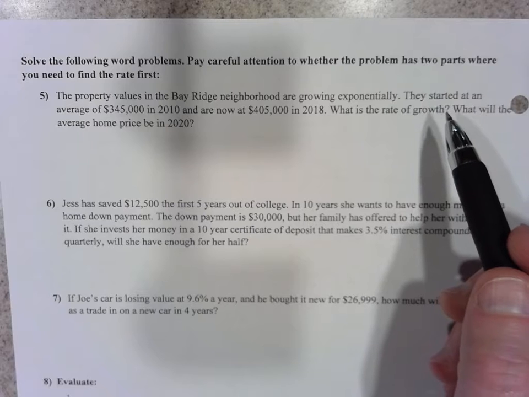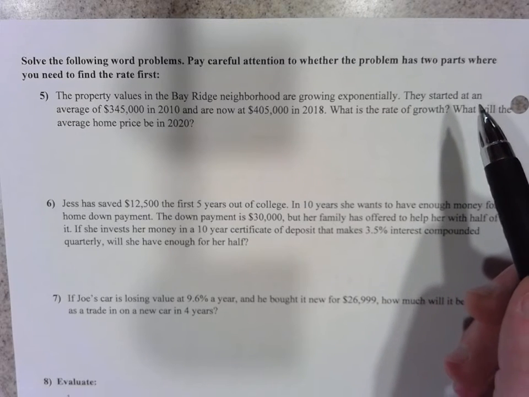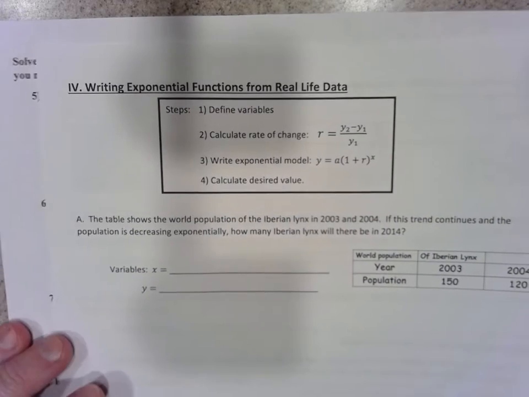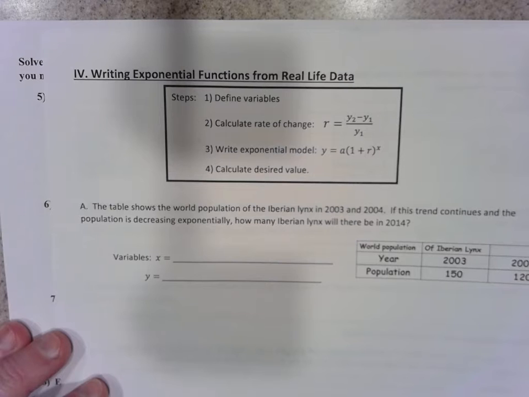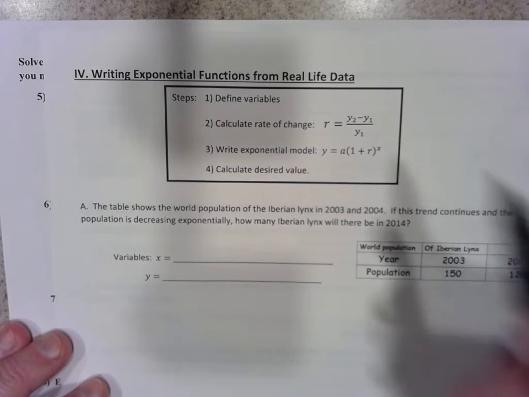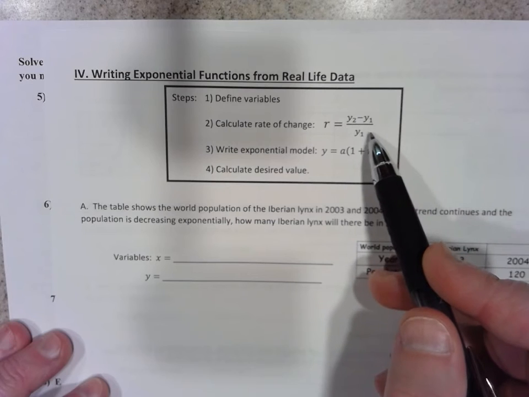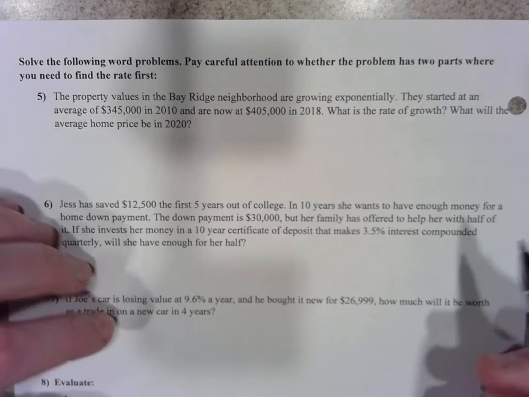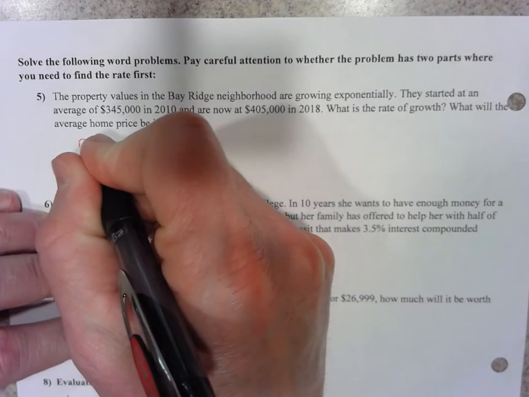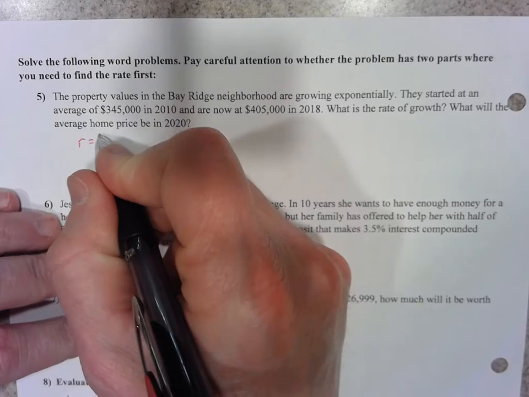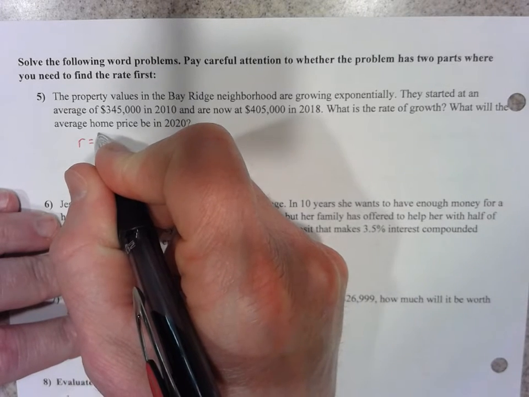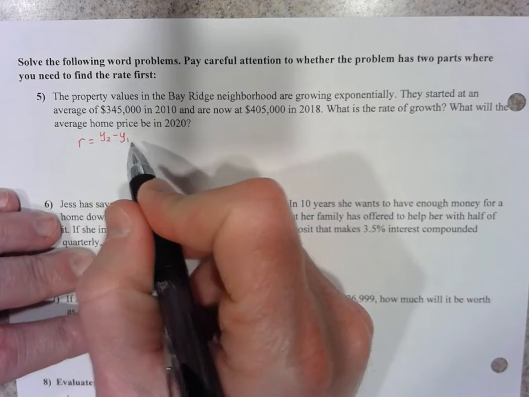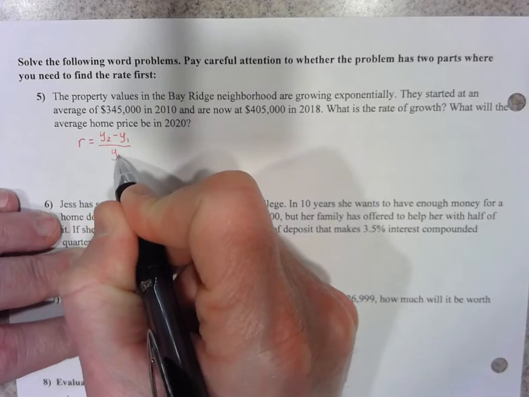comes from a formula that was on the back of a worksheet that we did the front side, but we did not do the back side. And so this r equals y2 minus y1 over y1. So the rate of growth comes from the second y value minus the first y value. So in other words, the ending value minus the starting value divided by the starting value.